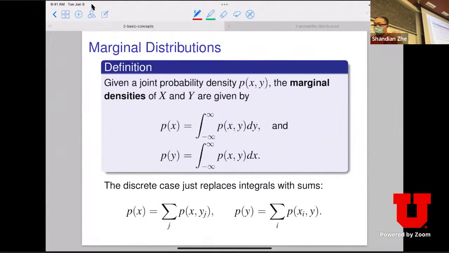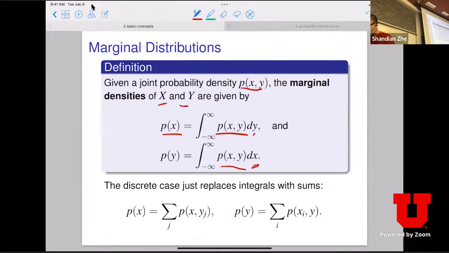Once you have a joint probability density, we can calculate the marginal density for each individual random variable, X and Y. Doing this is pretty straightforward. You just integrate out the other variable over the joint density. So P of x, the marginal density of x, is just the integral of the joint density over y. And P of y is the integral of the joint density over x. For the discrete case, we just do the summation.